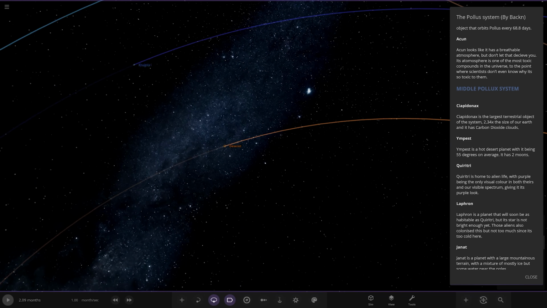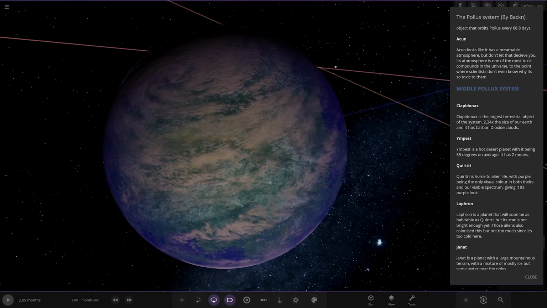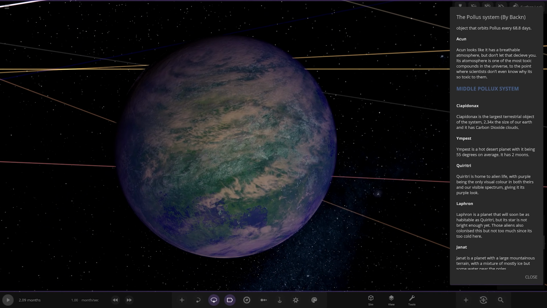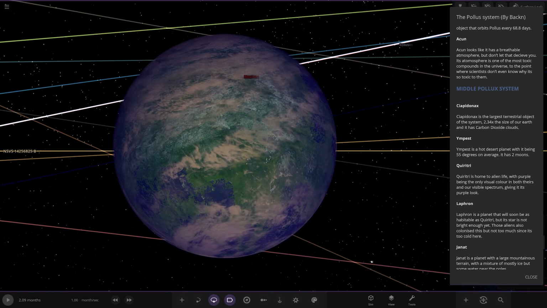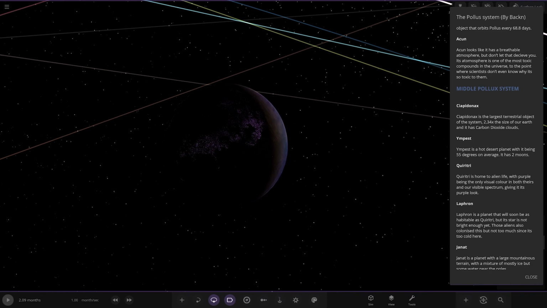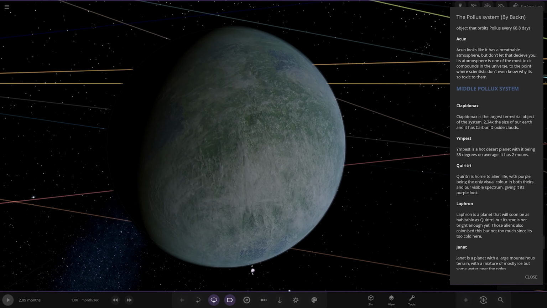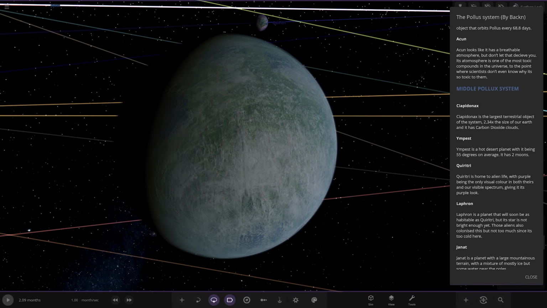Moving on to Quirtree over here. "It's home to alien life, with purple being the only visual colour in theirs and our visible spectrum, giving it its purple look." I like that. Looks good, doesn't it? Yeah, all purple city lights as well. Very nice. And we got Prunga over here. Moon of it. Looking good.